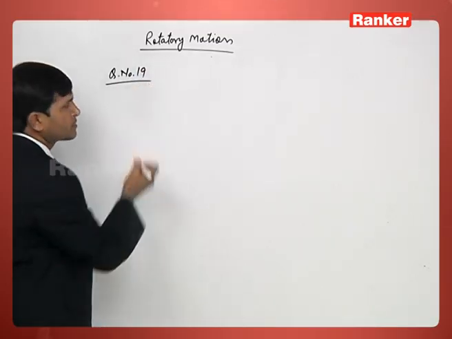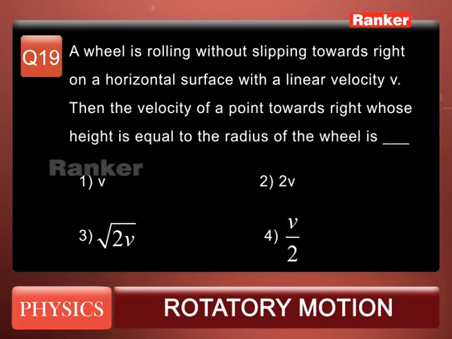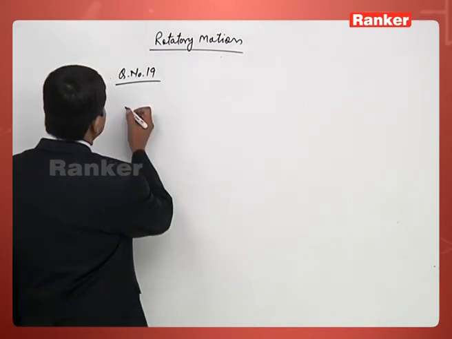Question number 19. A wheel is rolling without slipping towards the right on a horizontal surface with linear velocity v0. Then the velocity of a point toward the right, whose height is equal to the radius of the wheel, is: first option v, second option 2v, third option root 2 v, and the fourth option v by 2.